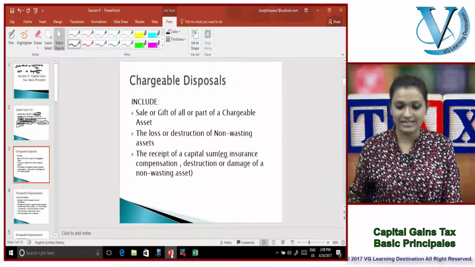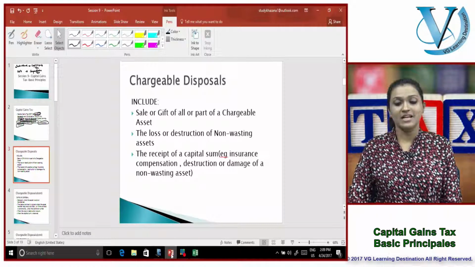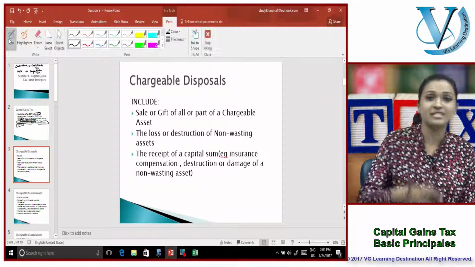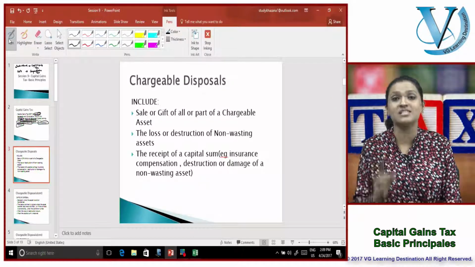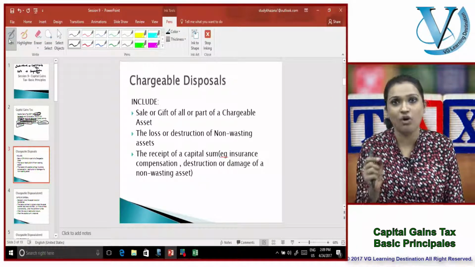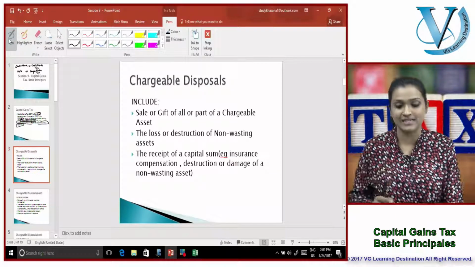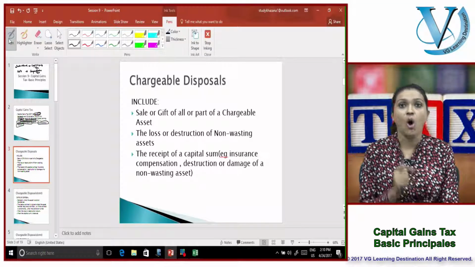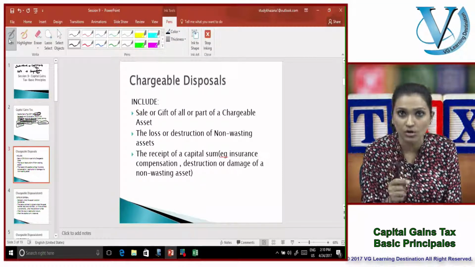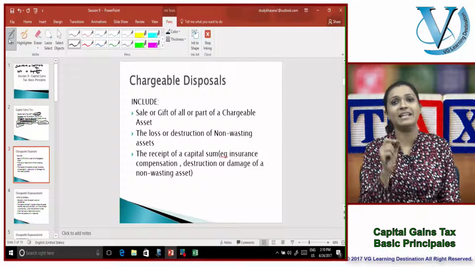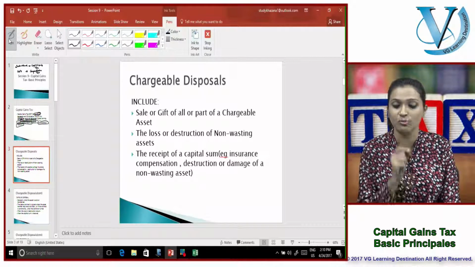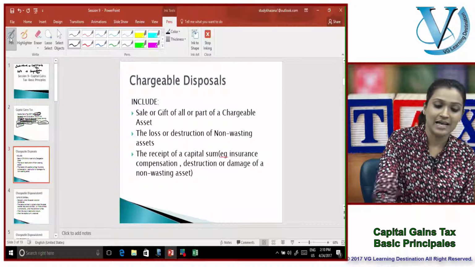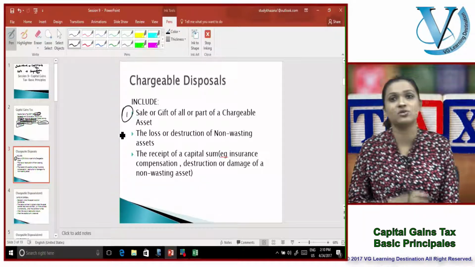So now what is a chargeable disposal? Chargeable disposal means a sale, right? It means disposing of or selling a particular chargeable asset. So it is going to include either you sell it off, that is a sale, or even if you have not sold it off but you have gifted the asset to any other person.